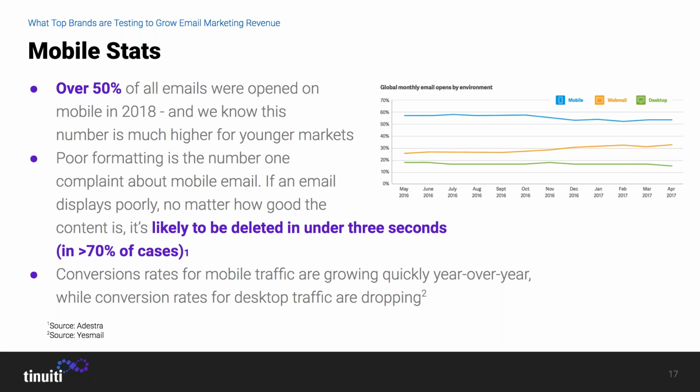What that means is if an email is sent to a contact and it's not formatted for mobile and it's a bad experience, we know that that is going to cause a huge bounce rate off that email, no matter how good that contact is. And emails are likely to be deleted in under 3 seconds in over 70% of the cases. So it's so important for us to make sure that the creative we are putting in front of our contacts is optimized for mobile and looks beautiful on mobile. Another stat here: conversion rates for mobile traffic are growing quickly year over year, and they're going down for desktop. And that again underscores the importance of that shift from traditional desktop to mobile.